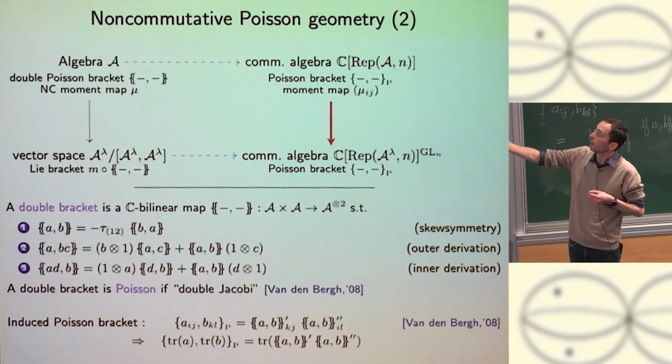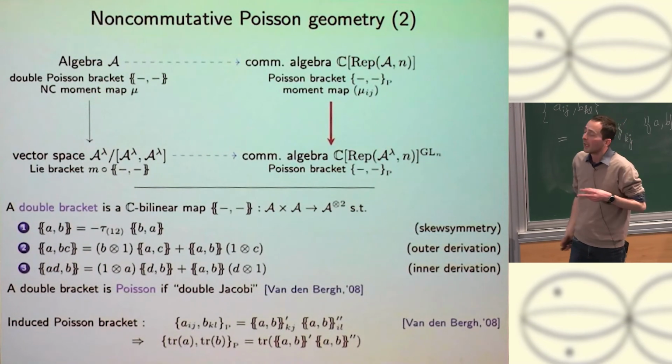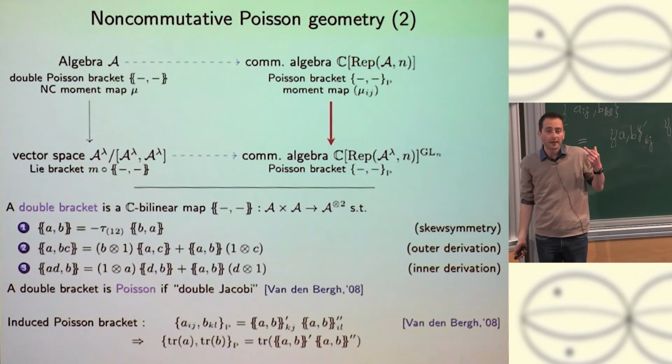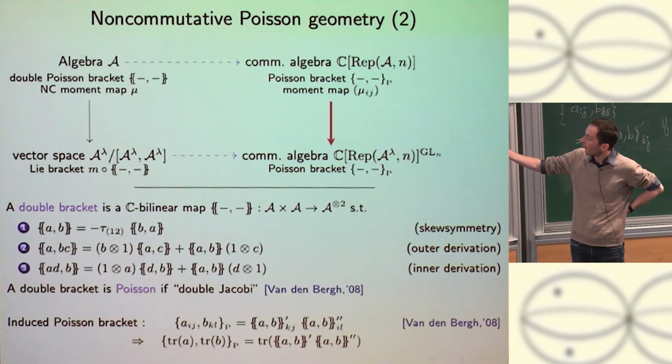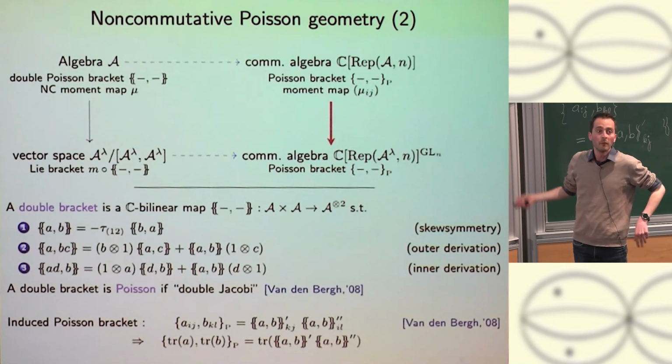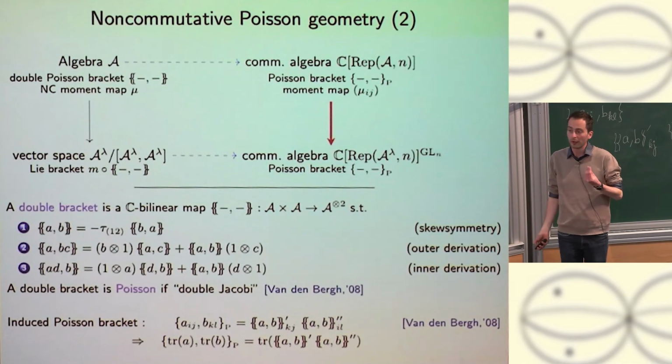And then you have a Lie bracket here, which descends from the double Poisson bracket of the non-commutative algebra. And the way to get this Lie bracket is very easy, because you just compute your double bracket, you take the product of the two factors in this tensor product, and you look at that element modulo commutators. So again, computationally, it's very easy.